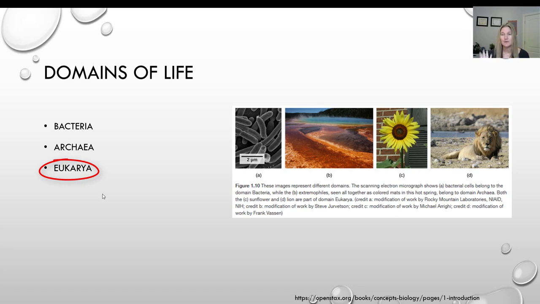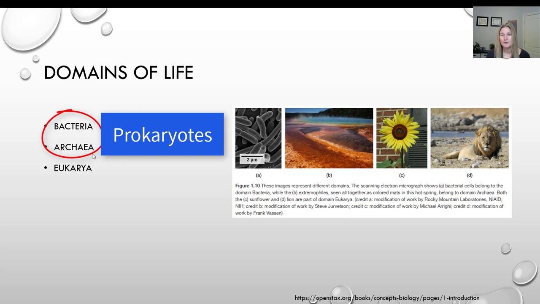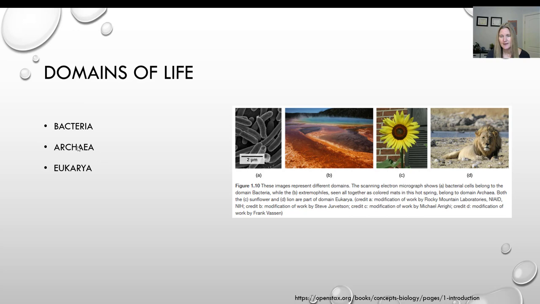So organisms that are made of eukaryotic cells fall under the category eukarya. So our lion friend here is considered a eukaryote. The sunflower is made of eukaryotic cells. It's a plant, so it's considered part of domain eukarya. The other two domains have cells that don't have a membrane-bound nucleus, so they are prokaryotes. But we can divide them even further. Mainly we use where they live to be able to describe them.